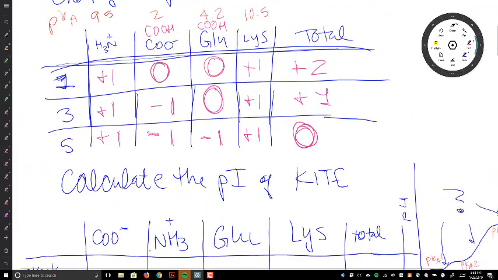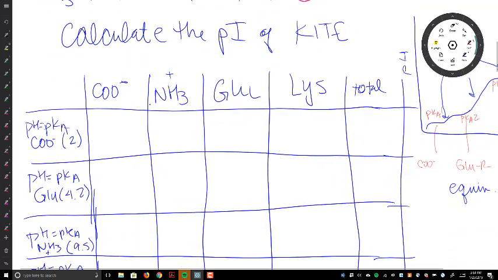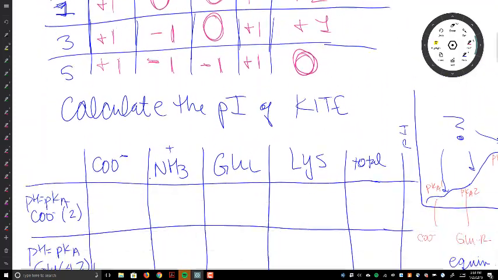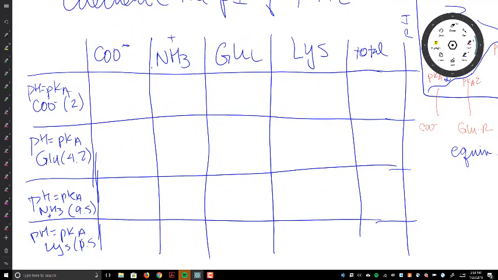Okay. So now that we've learned how to calculate the charge of a peptide at a particular pH, we're going to build on that and use that skill to help us calculate the pI of the peptide KITE. Now, when you're calculating the pI, instead of just taking random pHs, we're going to target specific pHs. And these are the pHs where the pH is equal to the pKa of a group.